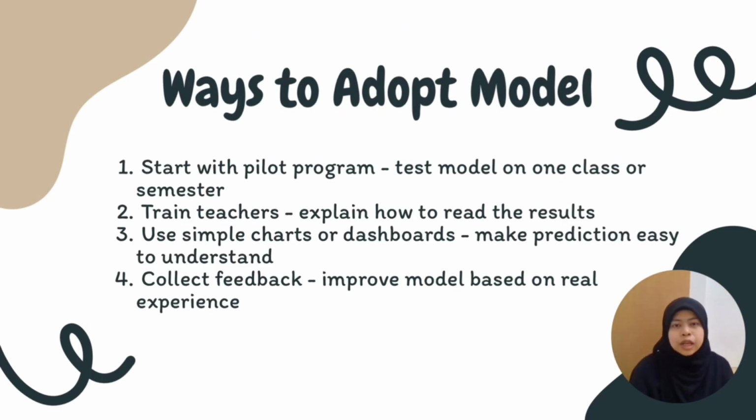To ensure smooth adoption of our model into an actual educational setting, we suggest that stakeholders follow these steps. The first one is to start with a pilot program that uses one class or one semester of data. The second one is to provide basic training or a short briefing session to teachers or staff to teach them how to interpret the model's predictions. The third one is to integrate the model's predictions into a visual dashboard or report format that presents the results simply and clearly. The last one is to conduct regular reviews of model performance and make improvements as needed based on user experience.